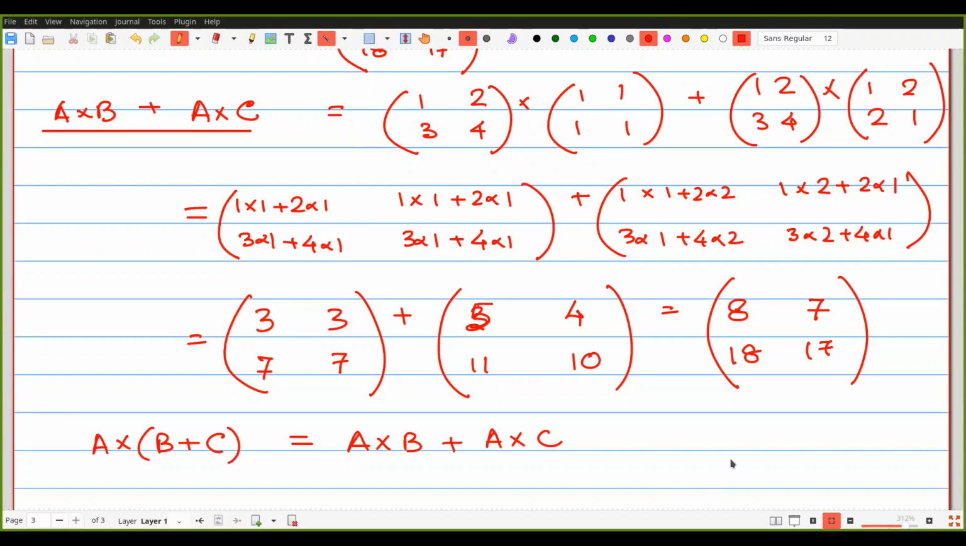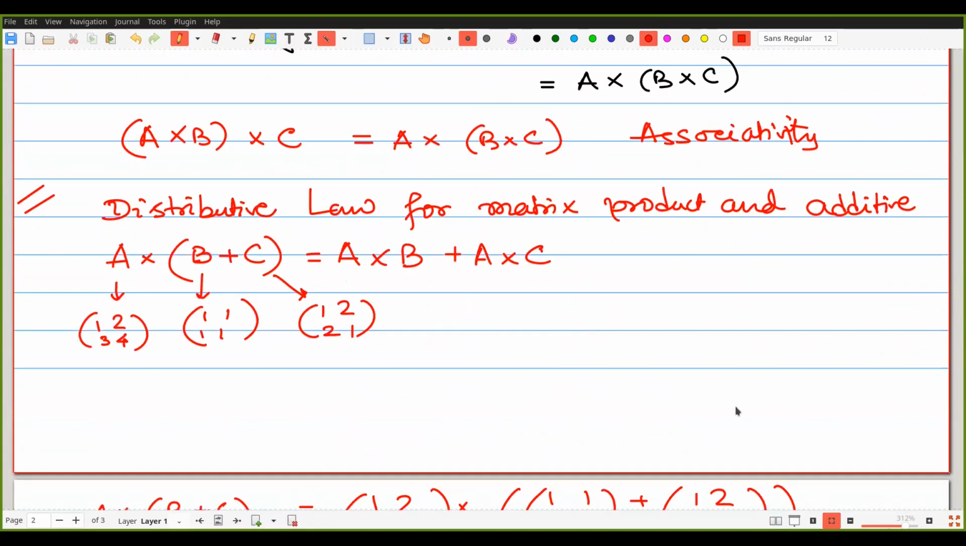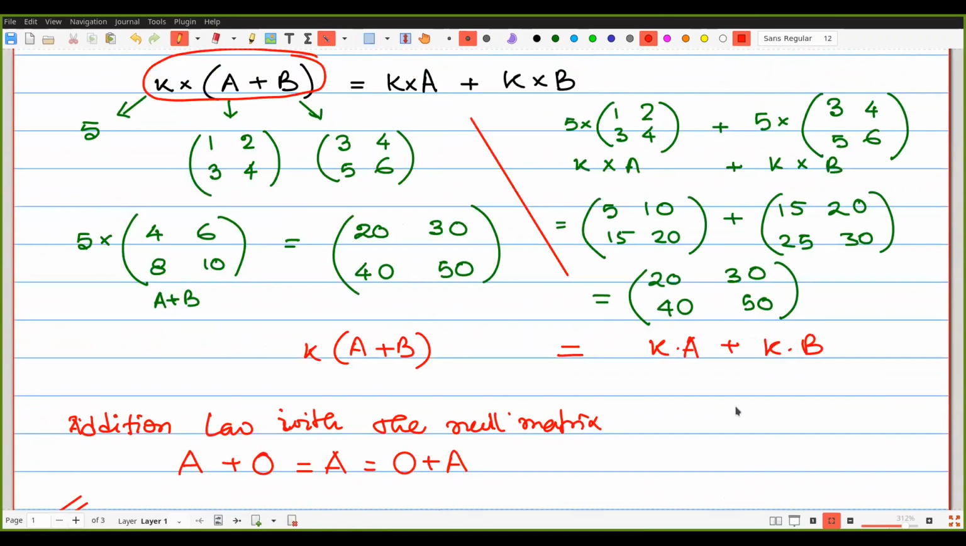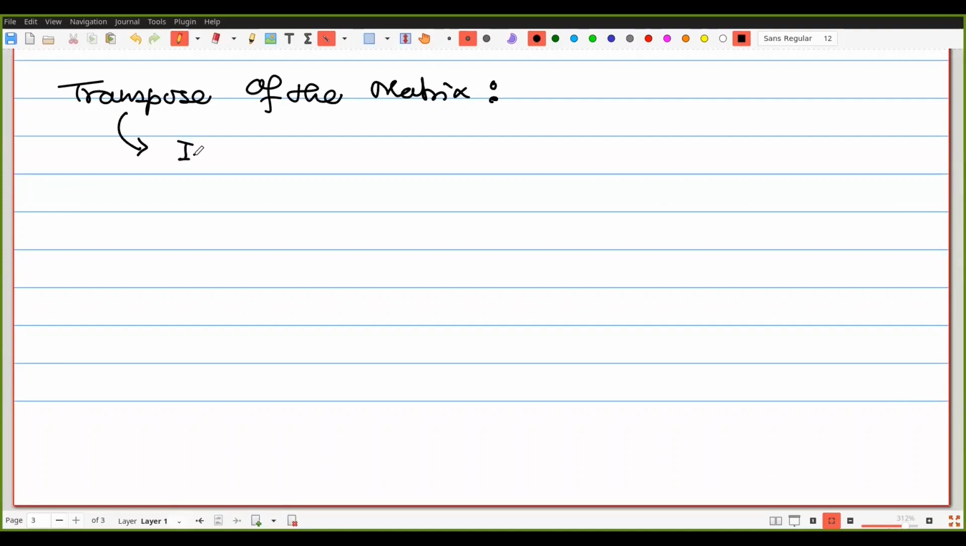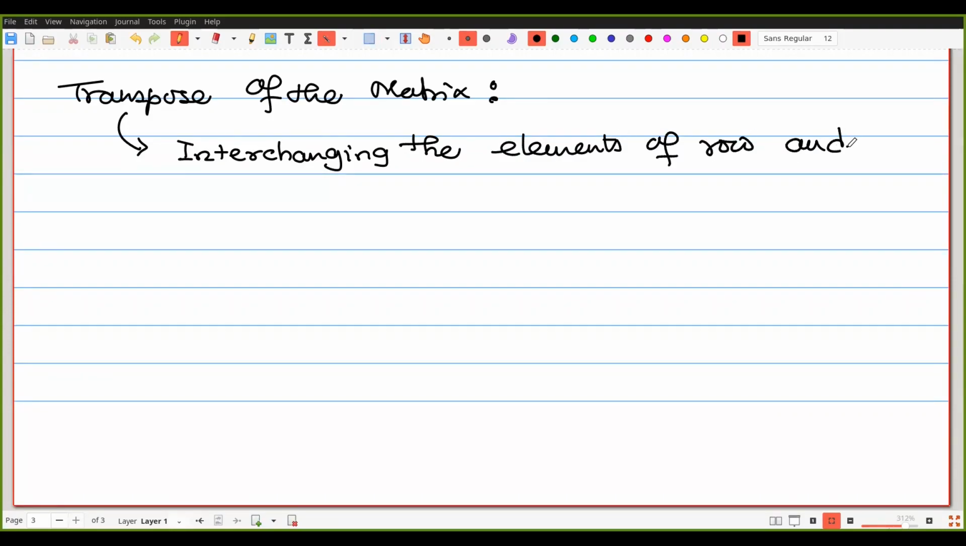Okay. So next we should proceed with another term. That one is called the transpose of the matrix. Transpose of the matrix. That means we are interchanging the elements of row and column.